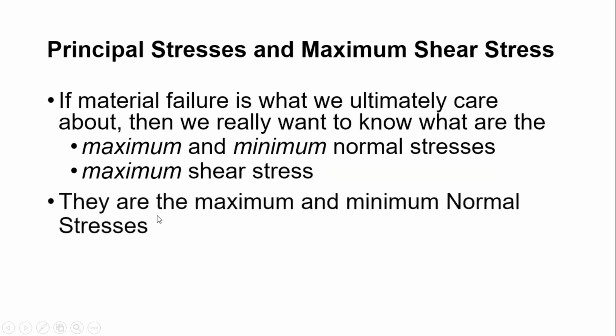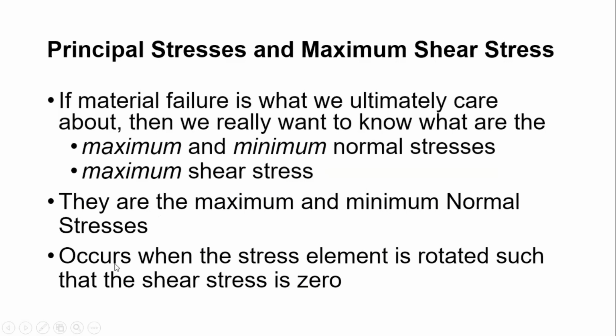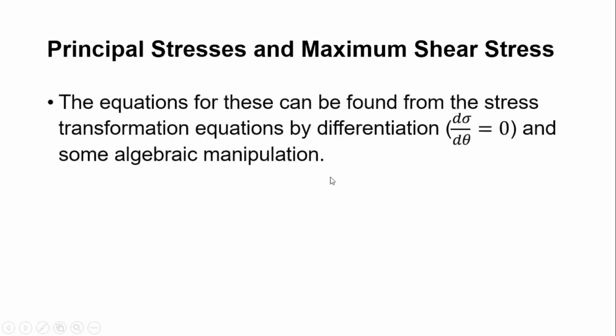So, di ba ito nga, sinabi dito, they are the maximum and minimum normal stresses. And it occurs when the stress element is rotated such that shear stress is zero. So the equation for this can be found from the stress transformation equation by differentiation of d sigma divided by d theta is equal to 0 and some algebraic manipulation.